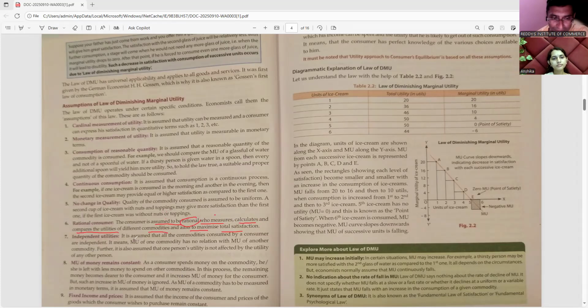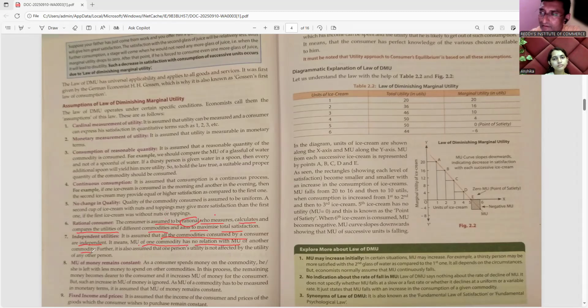Then, independent utility. It is assumed that the commodities consumed by the consumer are independent. Whatever you are consuming, any commodity or other goods, it will be separate, completely independent. It means MU of one commodity has no relation with the MU of another commodity. When you consume the first ice cream and the second ice cream, there is no relation, because the first ice cream was different, the second ice cream was different. Both are independent and both utilities are different.